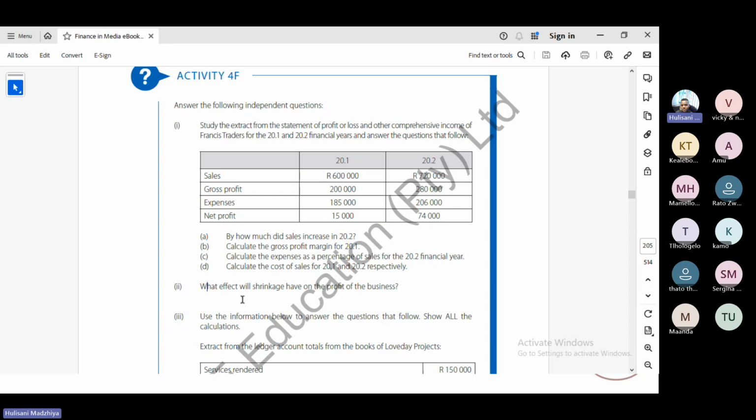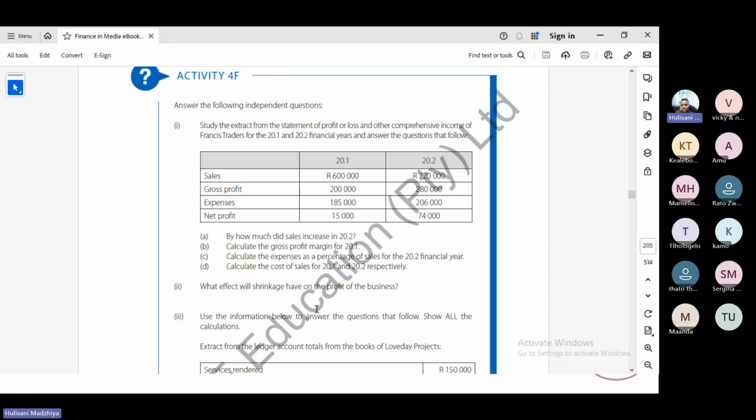Once you are done, also start with Roman figure number 2. What effects will shrinkage have on the profit of the business? And then we'll talk about the rest at a later stage while we continue with the activity. So this is the activity for today's lesson. Once we're done with this activity, we'll be done with the lesson. So please attempt Roman figure number 1 for now, and then we'll work around it. I'll explain everything once you show me your attempts.